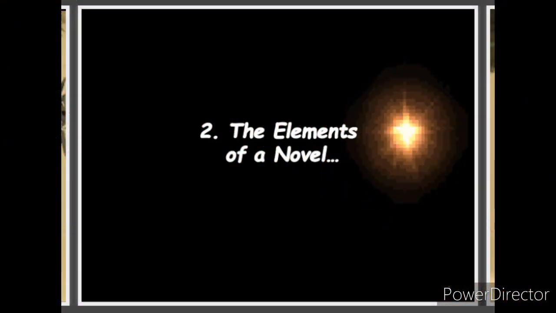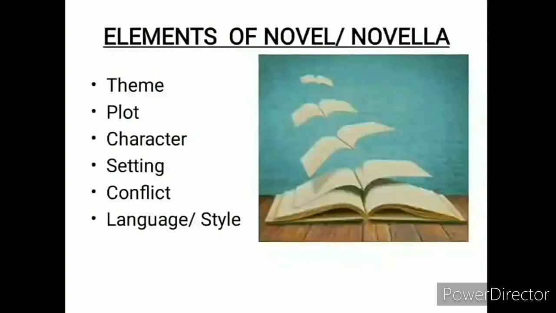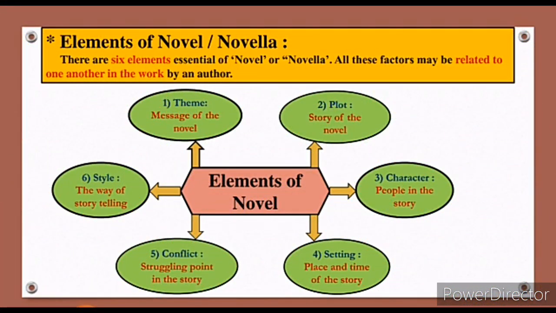The next topic that we will start is the elements of a novel or novella. See students, there are 6 essential elements of a novel or novella. All these factors may be related to one another in the work by an author. So the author is using these elements to make one novel. In this slide, 6 elements of novels are listed. Please write them down if you can.